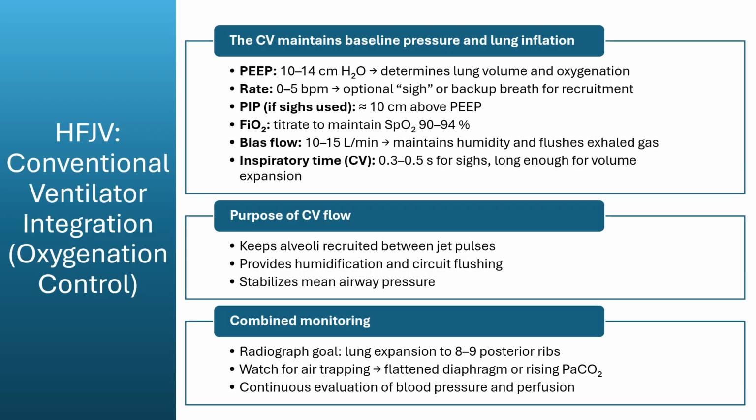Together, they create a stable baseline pressure, maintain functional residual capacity, and support oxygen diffusion without imposing large pressure swings. Coordination of both systems allows the jet ventilator to focus on ventilation, while the conventional ventilator preserves lung volume and oxygenation efficiency.